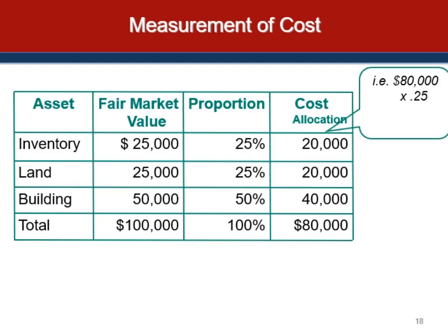So here's an example. Let's say we bought some inventory, land, and a building, and the total price paid was $80,000.